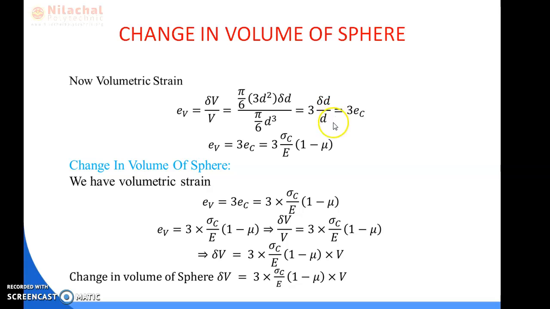So del D by D is nothing but the strain along the circumferential direction. So EV is equal to 3 EC, that is 3 into sigma c by E 1 minus mu. So change in volume can be obtained as EV is equal to 3 EC. So 3 into sigma c by E 1 minus mu, and del V is equal to 3 into sigma c by E 1 minus mu into V.